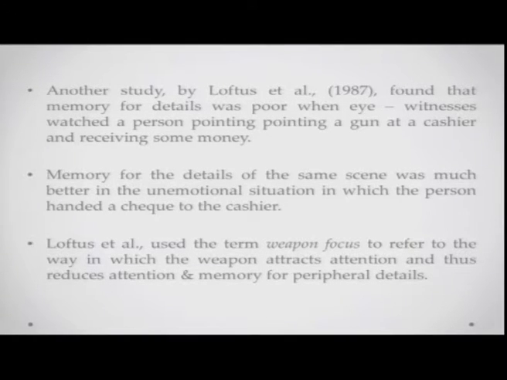Another study found that memory for details was rather poor when eyewitnesses watched a person pointing a gun at a cashier while receiving some money. If they are looking at somebody who is trying to loot the bank, pointing a gun at the cashier and receiving some money, they would miss a lot of details. The participants would not remember a lot of details. Memory for the details of the same scene was much better in the unemotional situation, when this person is just giving out a check and waiting patiently for the cashier to count and give the money back.